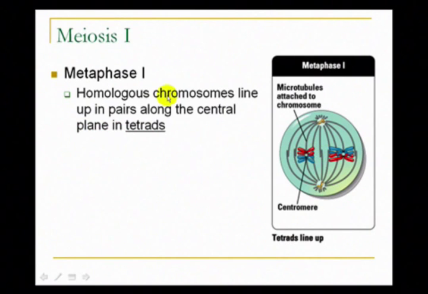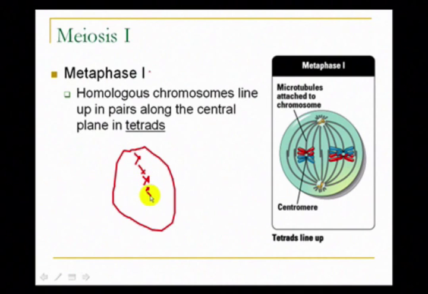Now in metaphase 1, this is a little different than mitosis. Remember in mitosis, if I had my cell here, all the chromosomes lined up in a single file line. So you would have 46 of them lined up in a single file line, and they're duplicated. So what would then happen is 46 sisters go this way, 46 sisters go that way, and you end up with two cells that have 46.